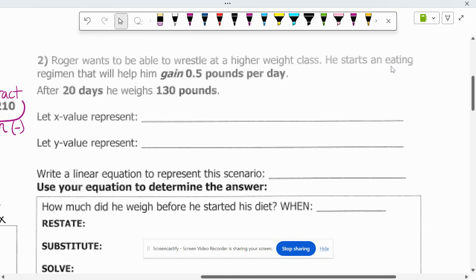Roger wants to be able to wrestle at a higher weight class. He starts an eating regimen that will help him gain 0.5 pounds per day. After 20 days, he weighs 130 pounds. So let's define our variables first. Remember that X is time if there's an element of time. So Peyton, what does X represent? Is there an element of time in that question?